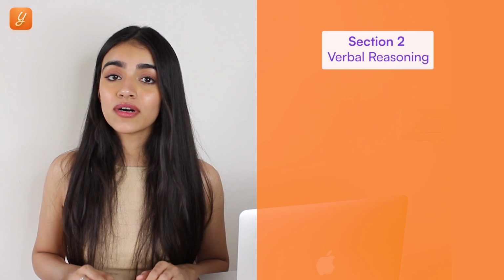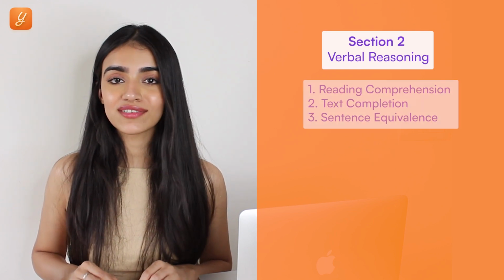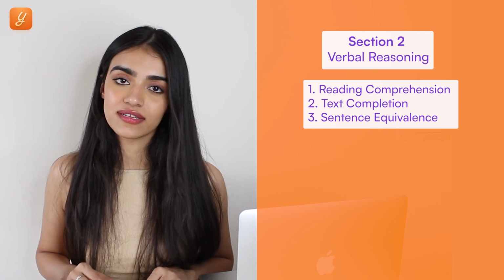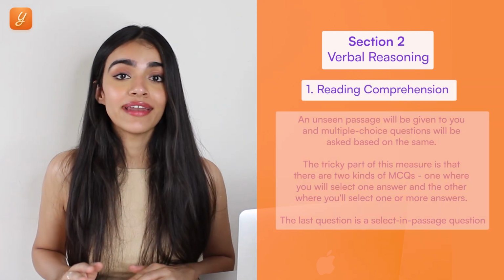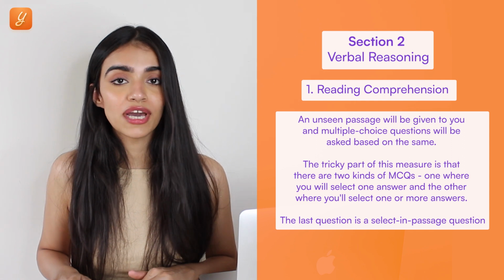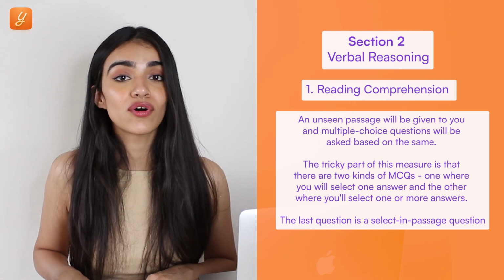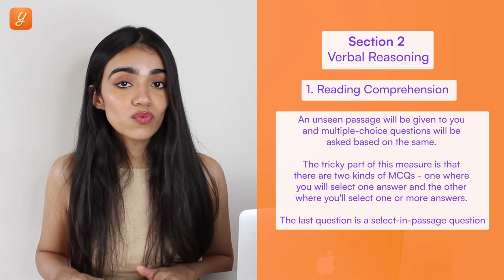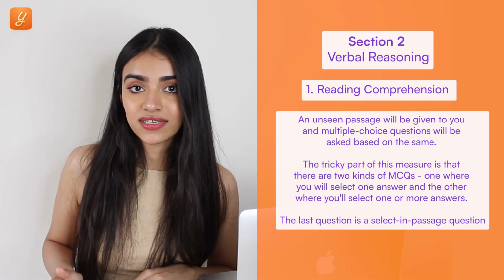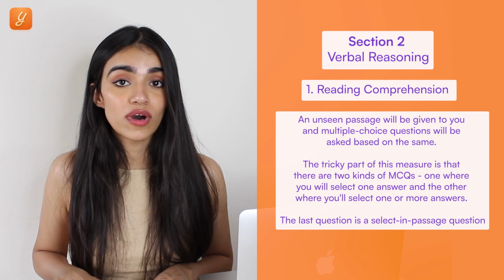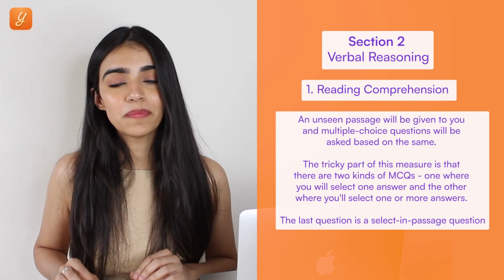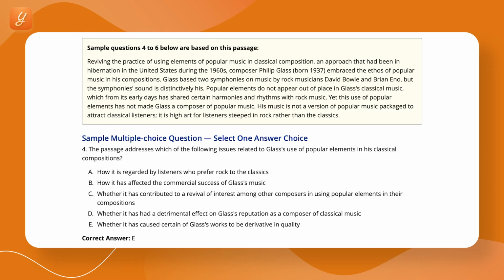Second is the GRE verbal reasoning section, which consists of reading comprehension, text completion, and sentence equivalence. In reading comprehension, an unseen passage would be given to you and multiple choice questions would be asked on the same. The tricky part is there are two kinds of MCQs. One where you will select only one answer and the other where you will select one or more correct answers. The last question is a select in passage question.